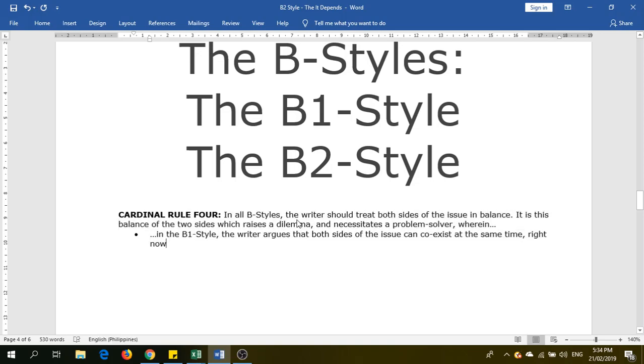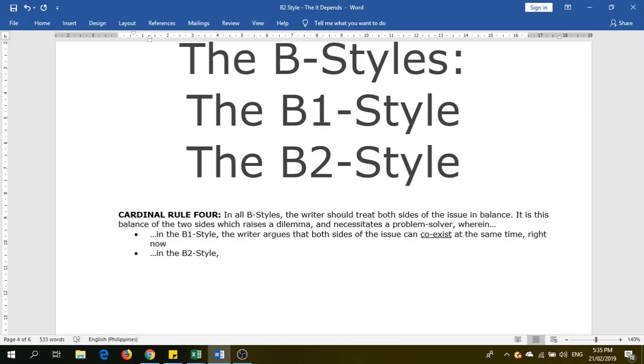That is now the coexist or the B1 style. But admittedly, if you are faced with two sides of the issue, it's not always possible for you to argue that they should coexist at the same time. There are certain question prompts wherein what you can say is both sides of the issue are actually possible, but only depending on certain circumstances. And that is now what we call the B2 style, or in layman's parlance, the it depends.